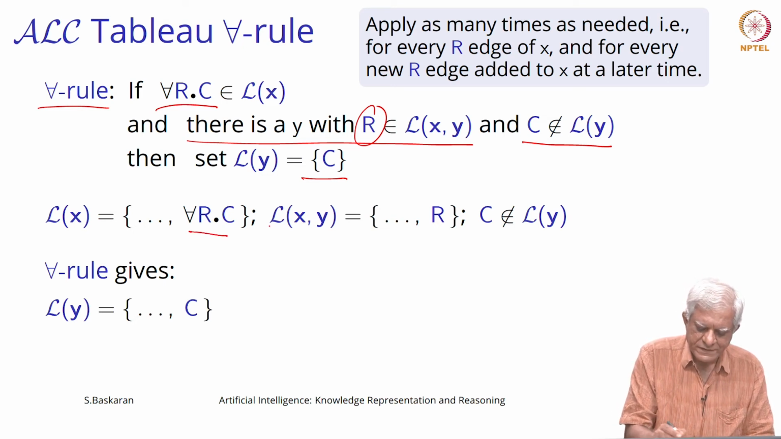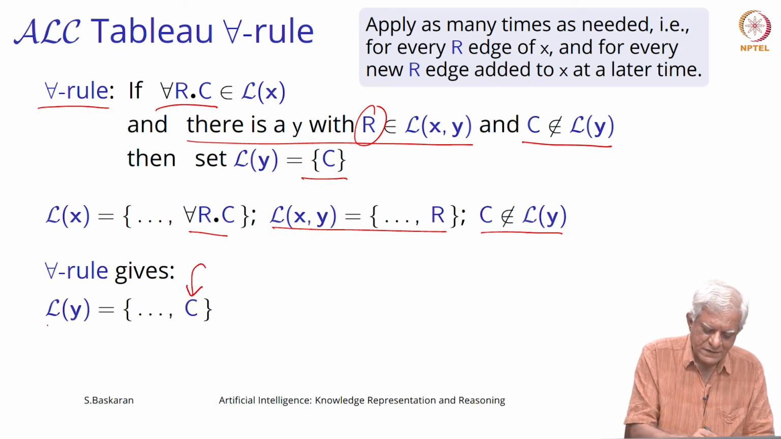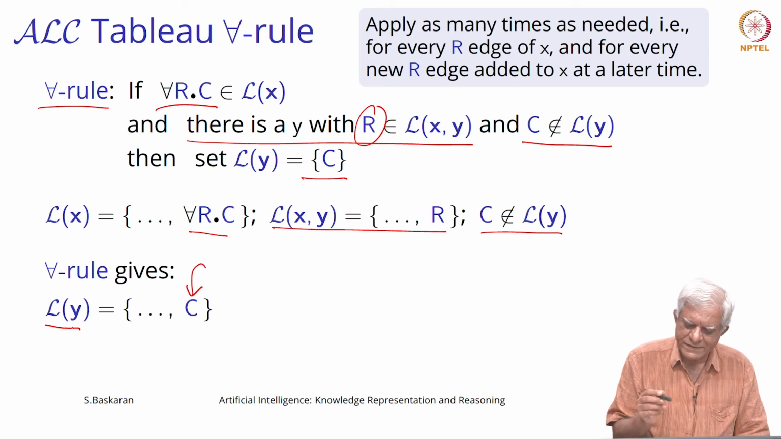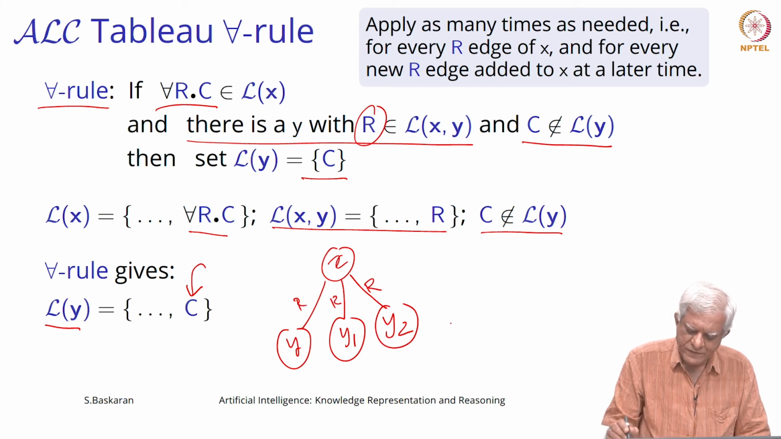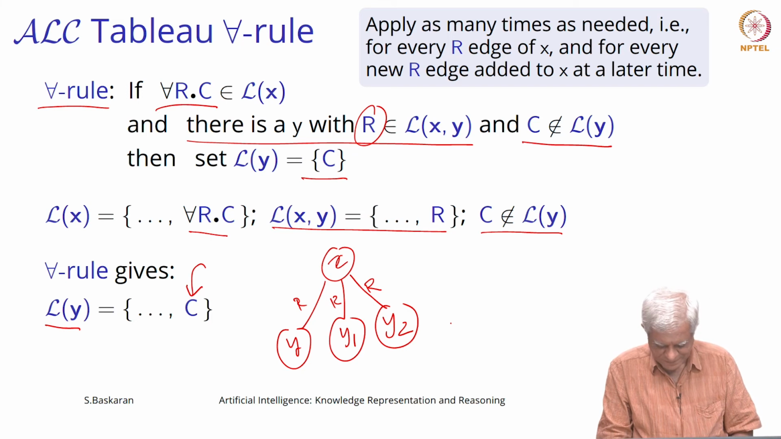So, if we have a role filler R and Y does not belong to C, then add C to the label set of Y essentially. So, for every edge that is emanating from X, we must do that. So, if there is a X here and if we have a Y here and a Y1 here and a Y2 here, all of them are related by this role R. Then for each of them we will check whether C is added as a concept. If not, we will add it as a concept.